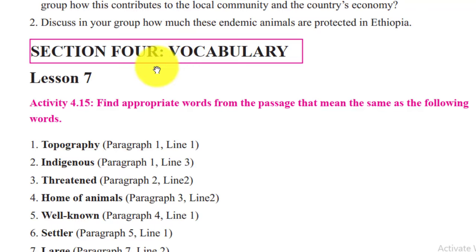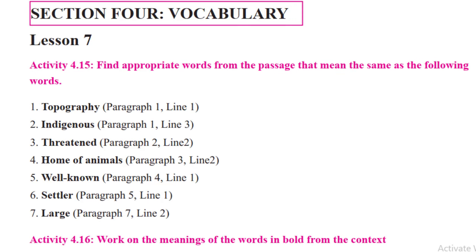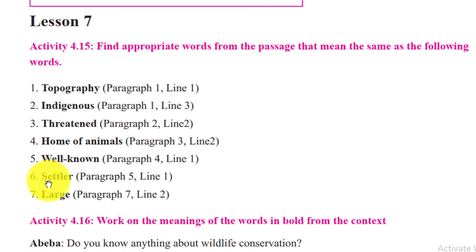Section 4, vocabulary. Keywords are just studied here. Lesson 7, activity 4:15, find appropriate words from the passage that mean the same as the following words. These words can be replaced by words in the passage. Okay, there will be words in the passage that replace them according to the context.